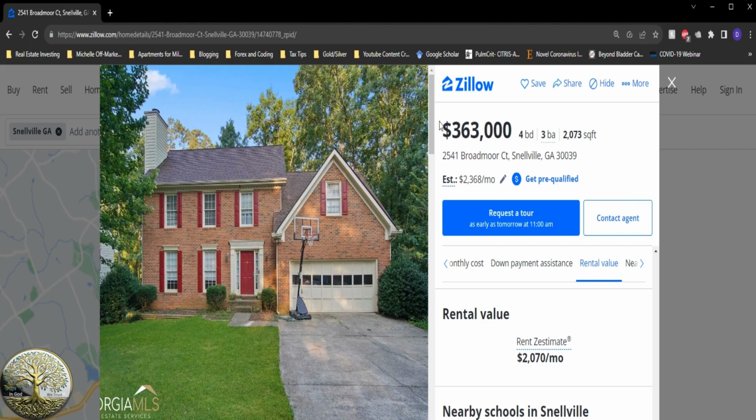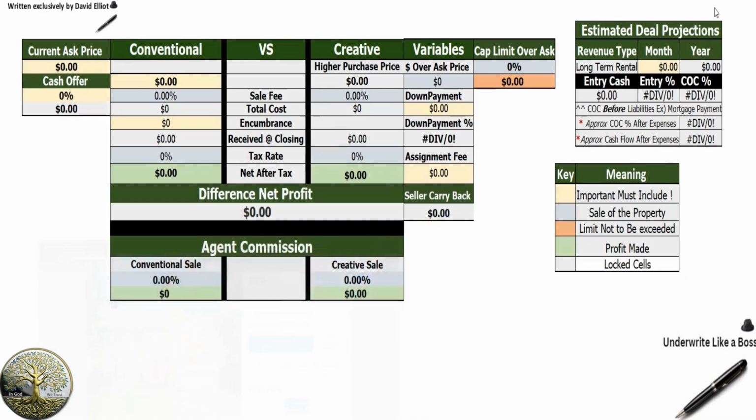So right now, from this one property, we know that it's currently listed at $363,000. Remember that number. We need to know that number. We also know that the rent value is $2,000. So remember that number too. Now we're going to go right back to the pre-qualifying creative calculator. We're going to go over to the current ask price. We know that it is $373,000 is the purchase price of the property.